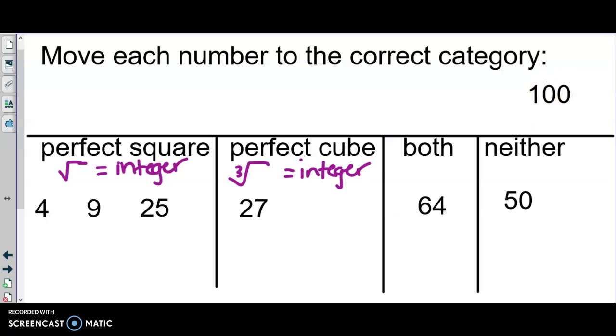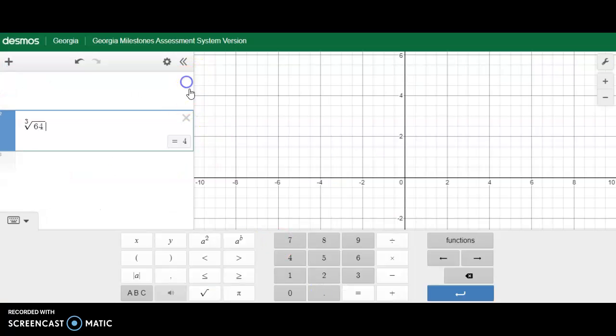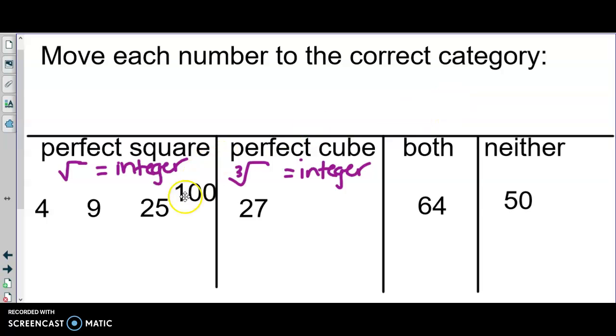And now let's do the square root of 100. We're going to check to see if it's a perfect square by square rooting. And it is. And then we're going to check to see if it's a perfect cube by cube rooting. And it is not. So that one is just a perfect square.